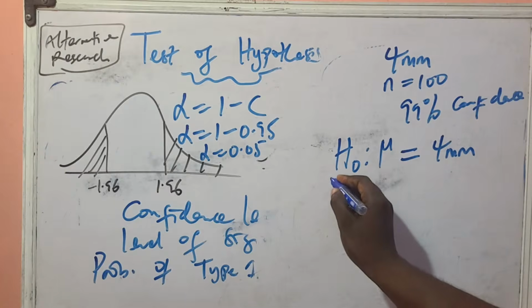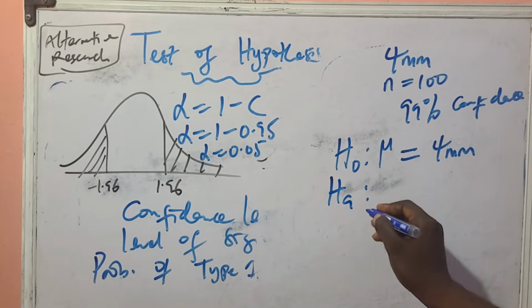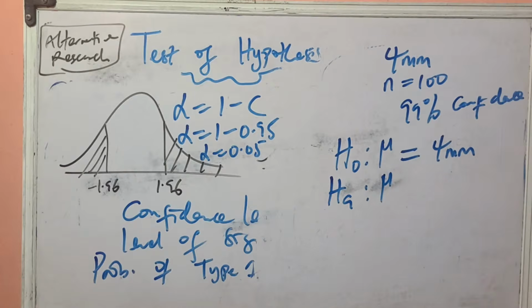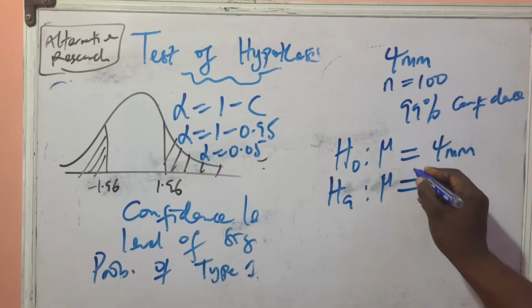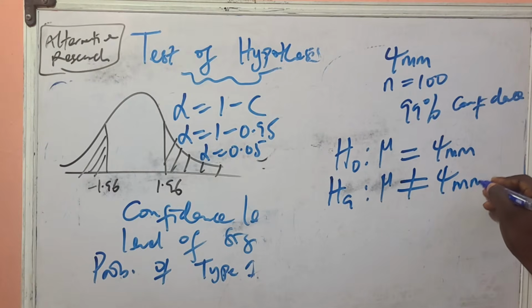Now, the research hypothesis, the alternative hypothesis here. He did not say he believes the straws are greater than 4 millimeter, and he did not say he believes they are less than 4 millimeter. All he said is that he just believes the straw is not of this size. So it's going to be a two-tailed test. I'm sure you understand that.